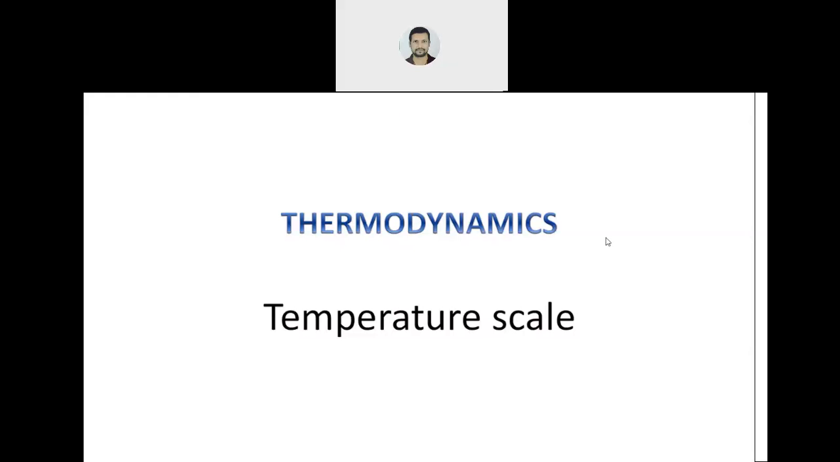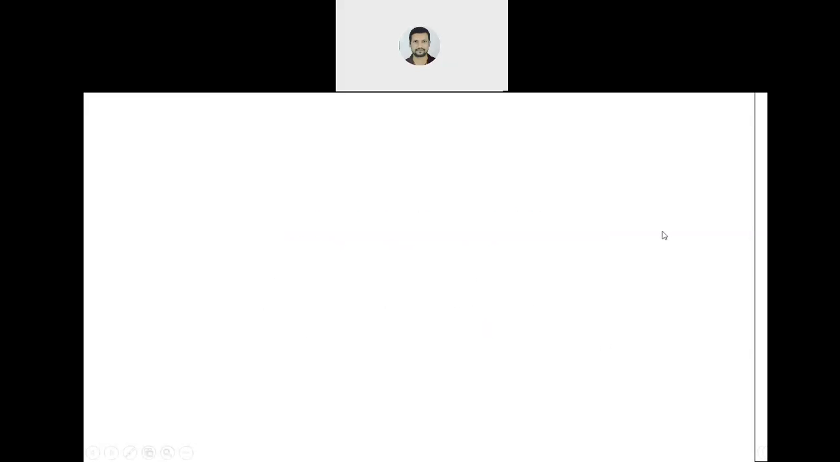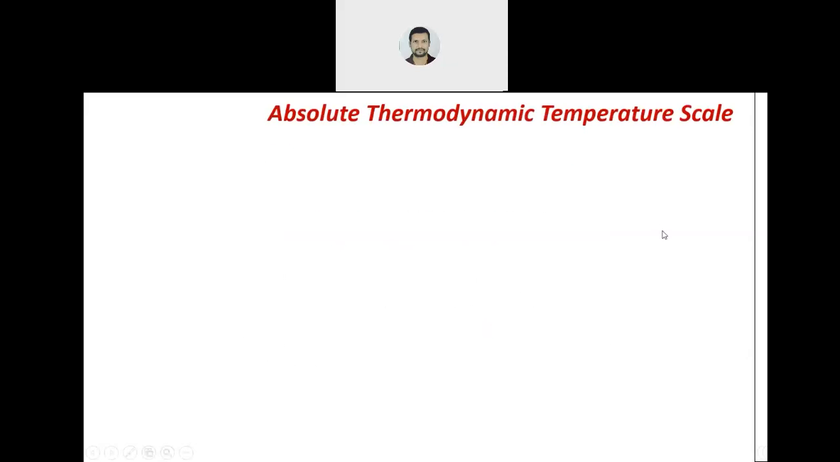In today's session of thermodynamics, we will see about the temperature scale. What is the temperature scale? For this, we will use the concept of thermal efficiency. We know thermal efficiency is nothing but W net by Q1. Now W net we can write in terms of heat transfer as Q1 minus Q2, divided by Q1. When you simplify this, you will get 1 minus Q2 by Q1. This we have already seen.